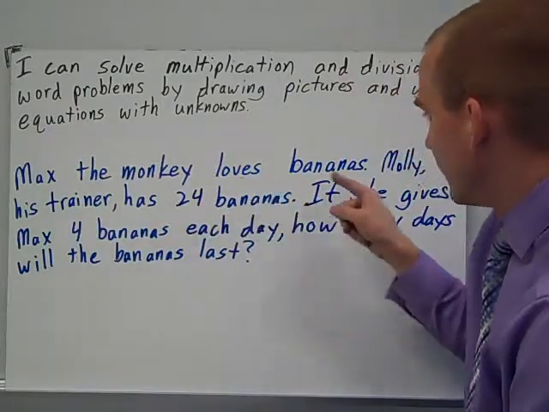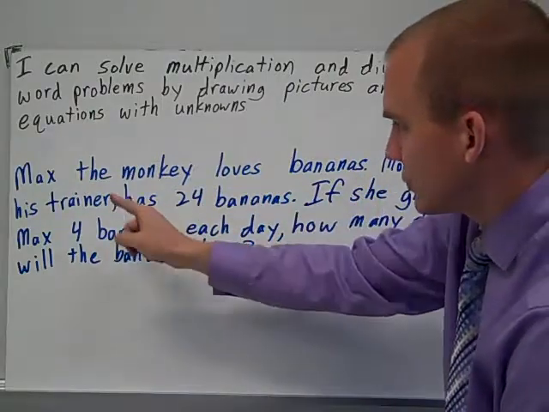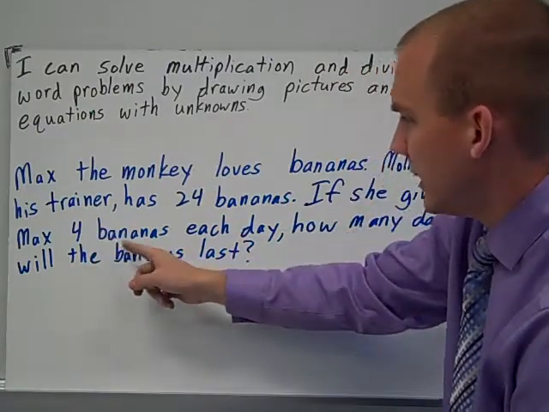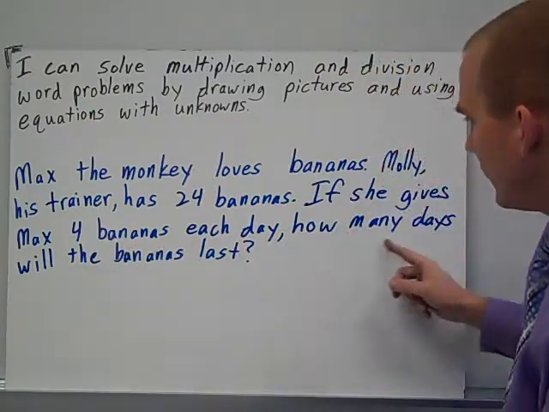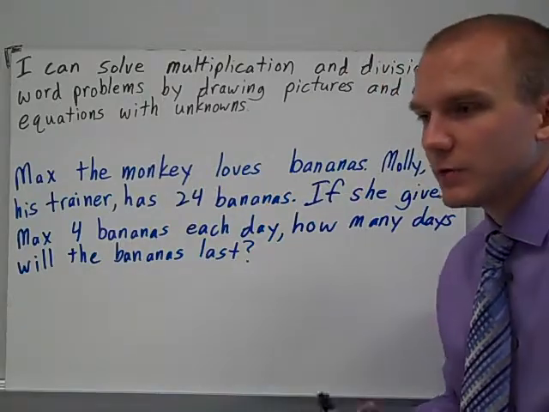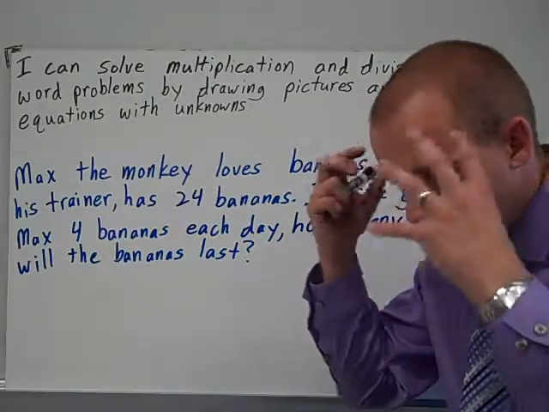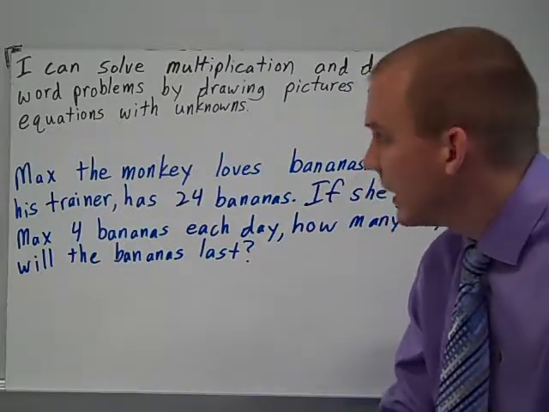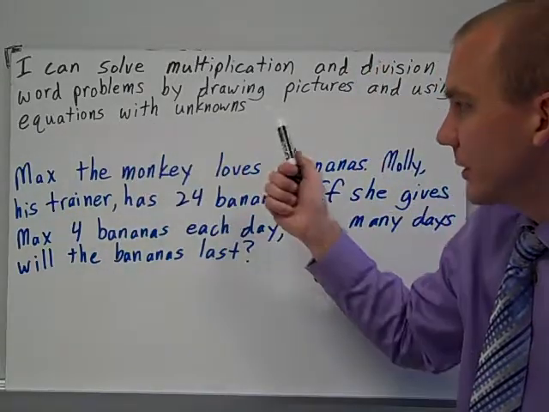Max the monkey loves bananas. Molly, his trainer, has 24 bananas. If she gives Max 4 bananas each day, how many days will the bananas last? So don't first think multiplication or division. First think, let's draw the picture, and then figure out multiplication or division. And that's where we get to the equation with the unknown.